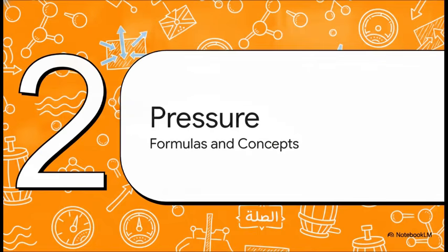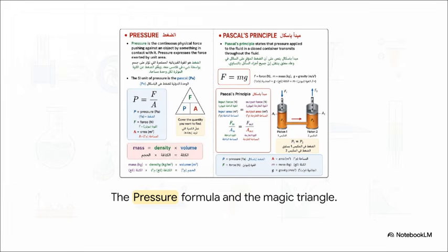Now let's shift gears and move into section 2, pressure, known in Arabic as al-dakt. So, pressure is basically a continuous physical force pushing against an object over a specific area. Check out this formula. P equals F divided by A, or pressure equals force over area.